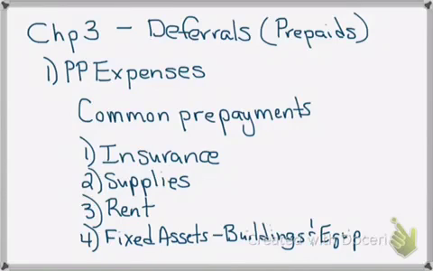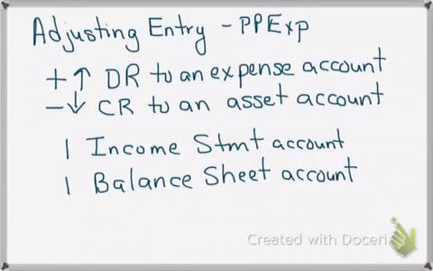So for prepaid expenses, some of our common prepayments would be insurance, supplies, rent, also fixed assets, buildings, and equipment. When we look at adjusting entries for a prepaid expense, we will debit an expense account and we will credit an asset account. As you see, with all of our adjusting entries, you should have one income statement account and one balance sheet account, which we do in this example because we have one that's an expense and one that is an asset.